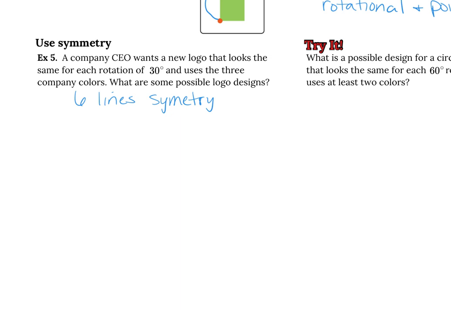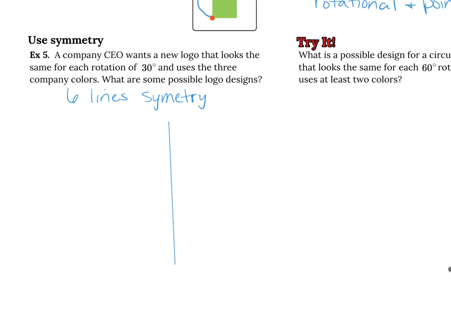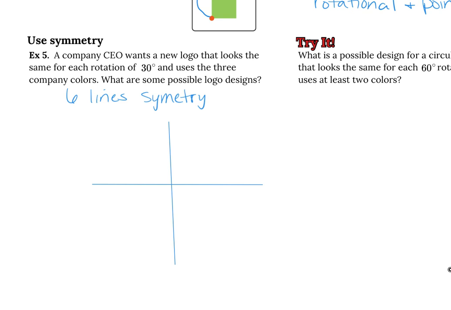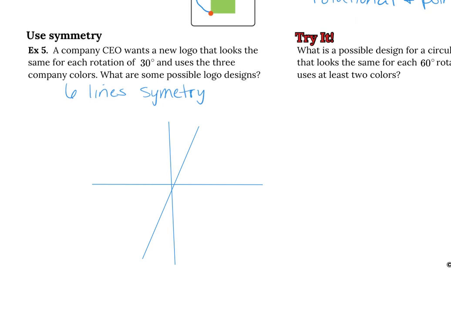Okay, so let me go ahead and add some lines in here. Okay, so not the best sketch, but you get the idea. You'd use a ruler and make it a little bit more accurate. So you would create a logo using those 6 lines of symmetry to create a logo that when you rotate it, it gives you the exact same image.